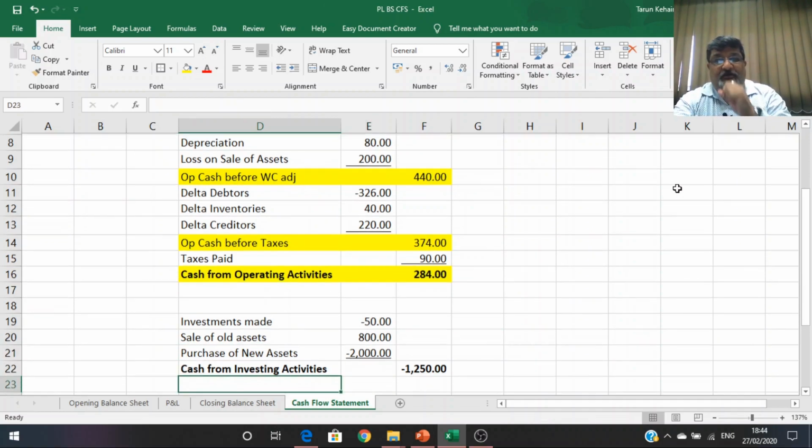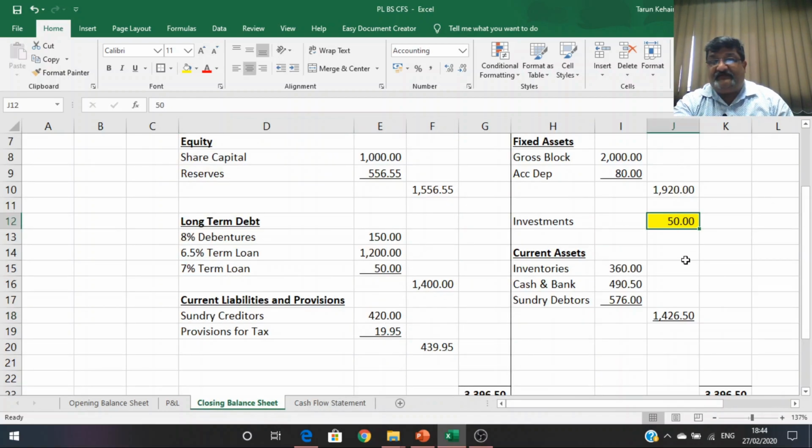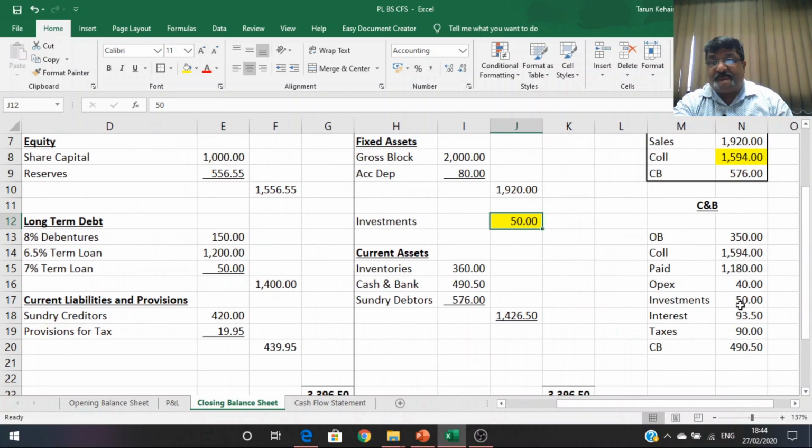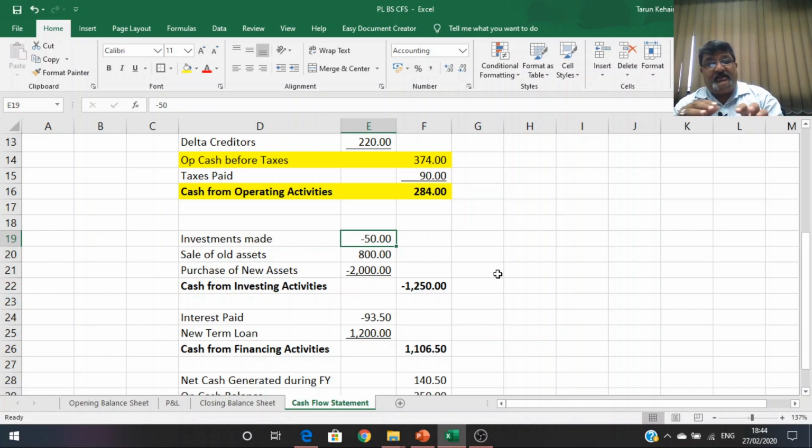All right. So now let's move to the investing activities. The first investing activity that comes to your mind is the investments that the company made. If you look at the closing balance sheet, we have made investments of 50 crores, which I have also reduced from the cash balance here. So that is clearly a cash outflow in the investing activities.